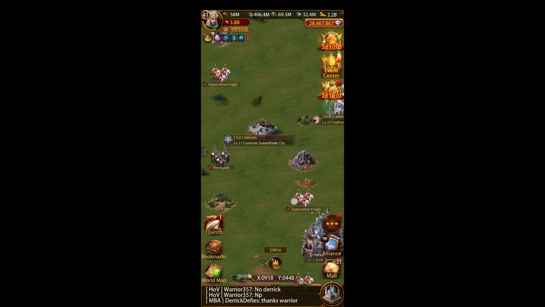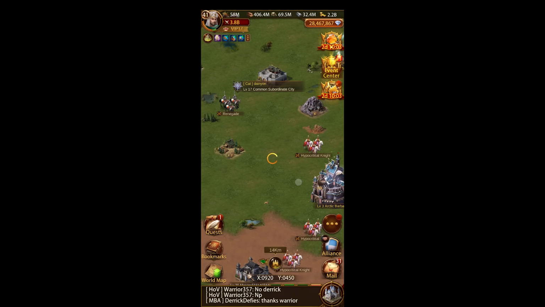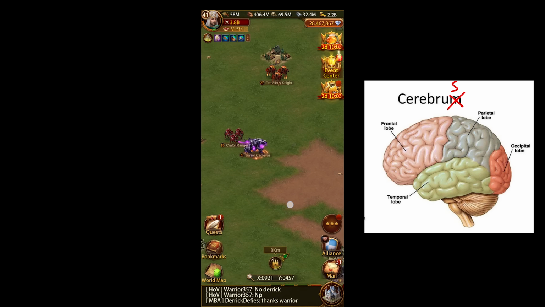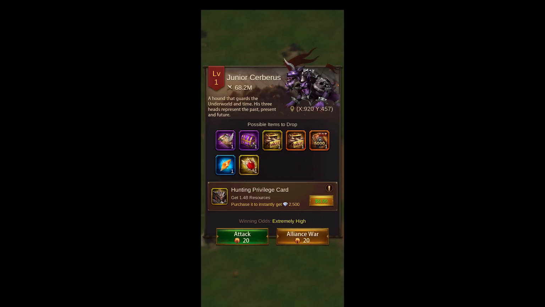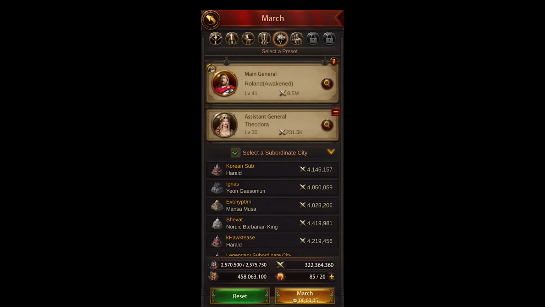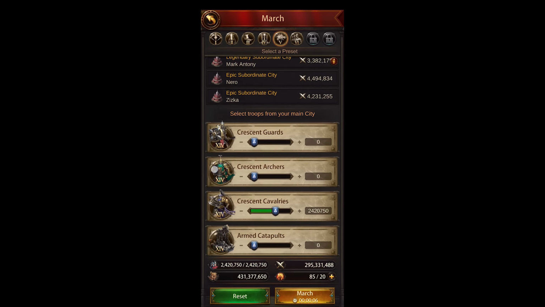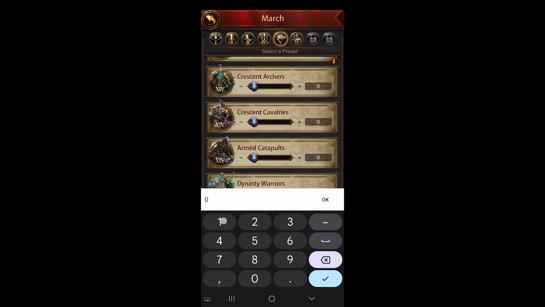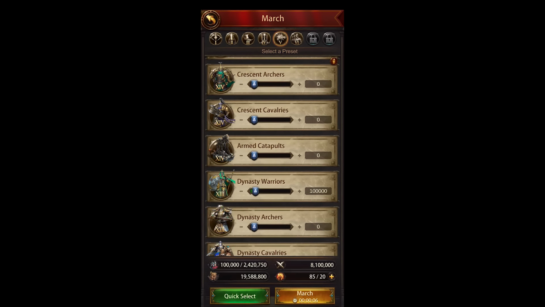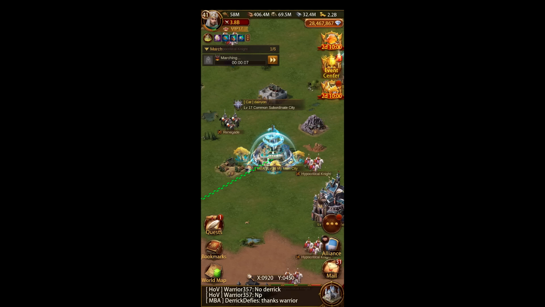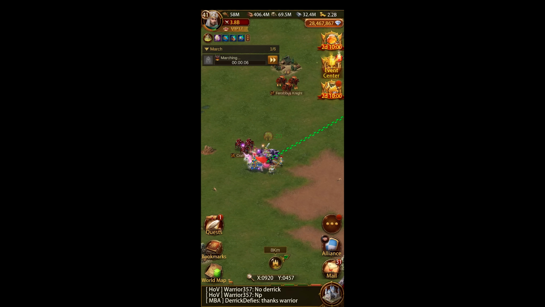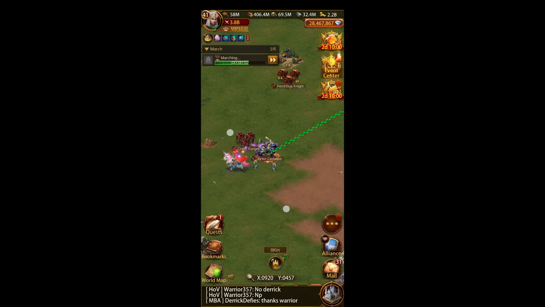All right. So I found these two level 1 Cerberus. So hopefully this will work for us. We're going to send about 100,000 troops each. So let's take away my general. 100,000. Yes. Okay. Hopefully it hits this time.